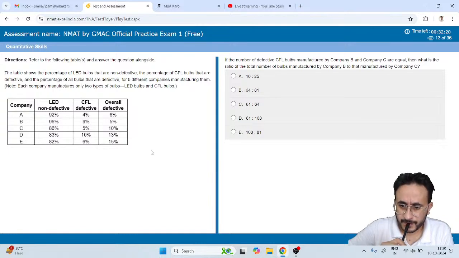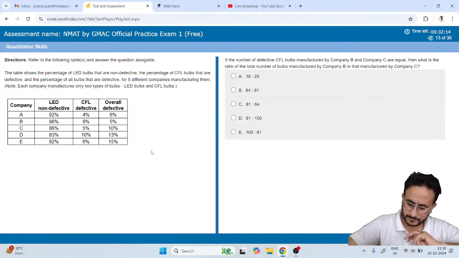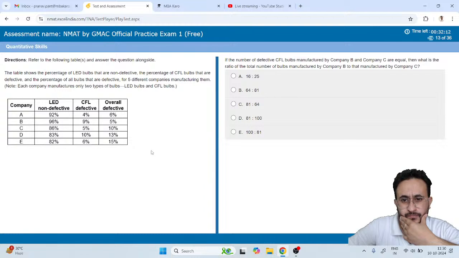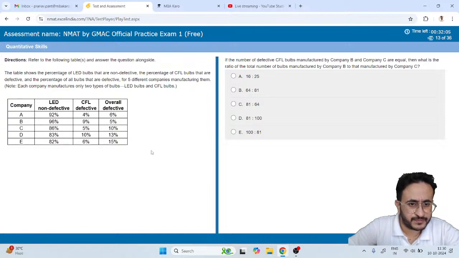100. Ratio 81. Effective CFL is 5 ratio 9. 4 times the CFL.